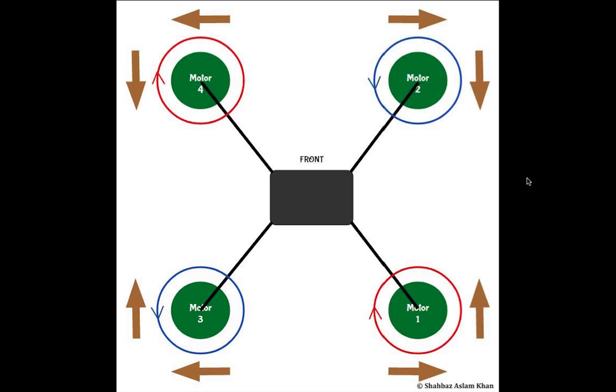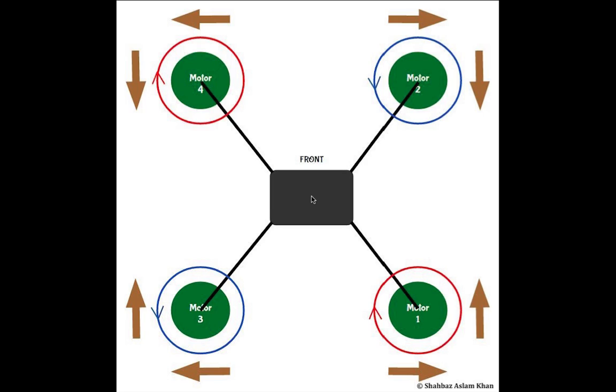Right. So here we have a quadcopter. It has four motors, number 1, 2, 3, and 4. Now motor number 1 and 4 turn clockwise, motor number 2 and 3 turn anti-clockwise. But remember that all the propellers on all four motors push the air downwards.